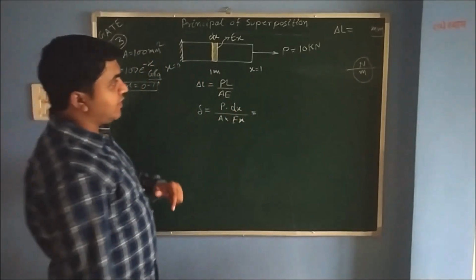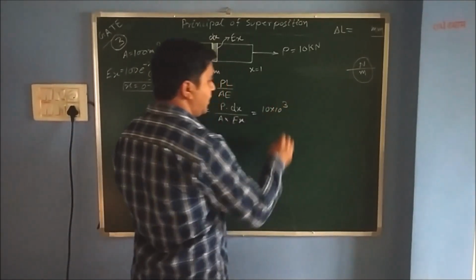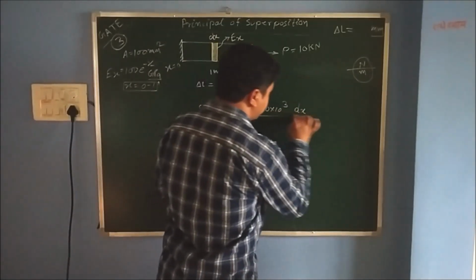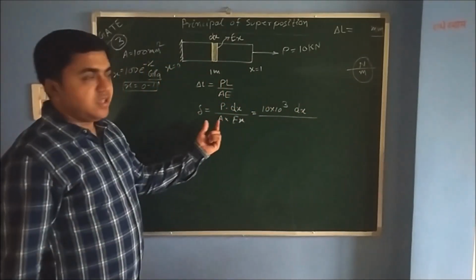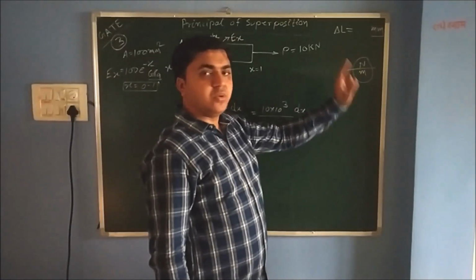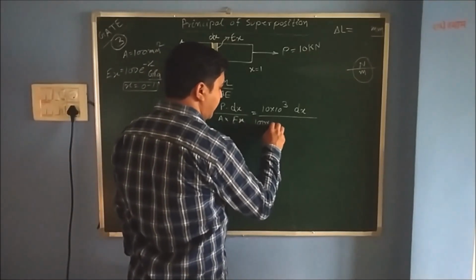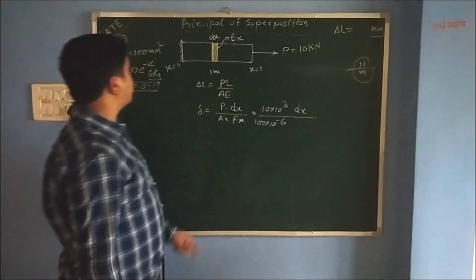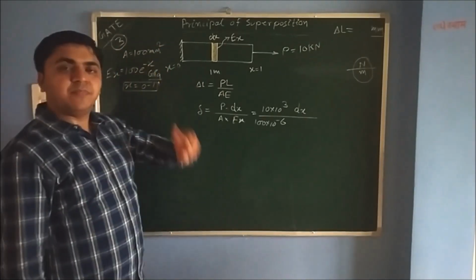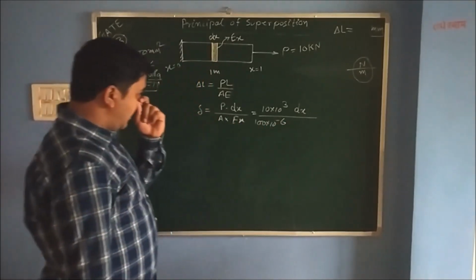Value of P, load value is given as 10 kilonewtons, so we will convert this 10 into 10 to the power 3 in newtons. Dx is the length, no worries, let's take dx is dx only. Area is given as 100 mm square, so mm should be converted into meter, so it will be 100 multiplied by 10 to the power minus 6 meter, so it's mm square. So 1 meter is equal to 10 to the power 3 mm, so likewise we will convert 100 into 10 to the power 6 meters.